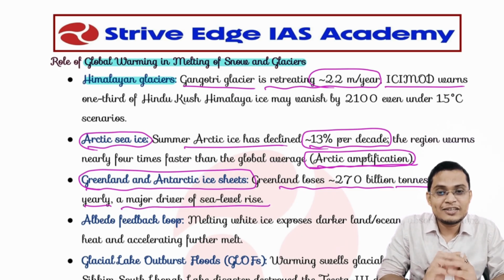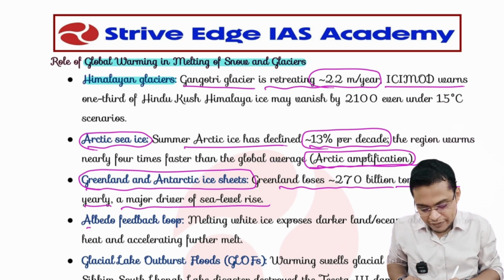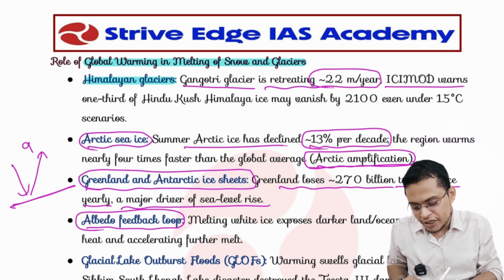So Greenland is actually contributing significant fresh water for sea level to rise and cause inundation of our coastal areas. So next is the albedo feedback loop. If sunlight is striking snow, then 90% of it is reflected back. This is what is called snow or ice.